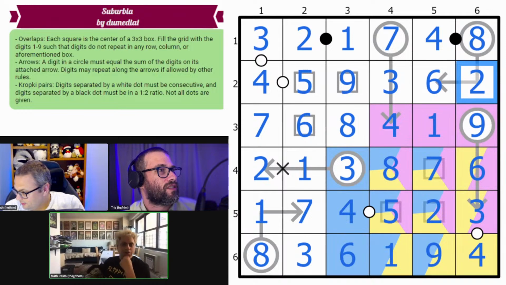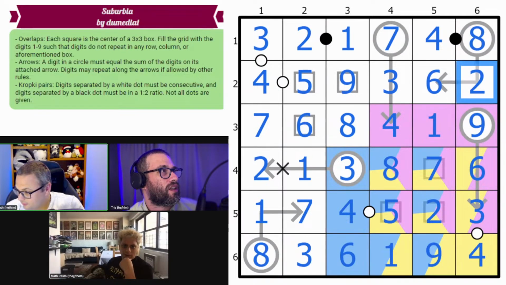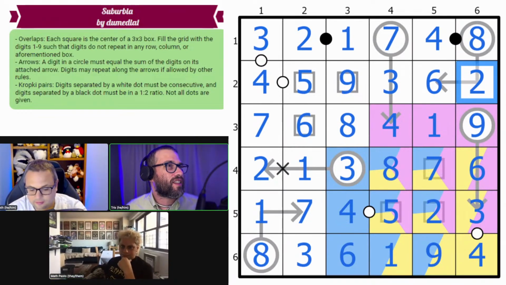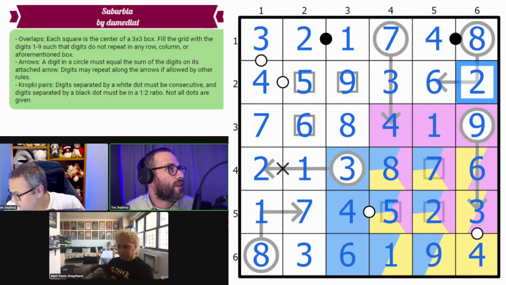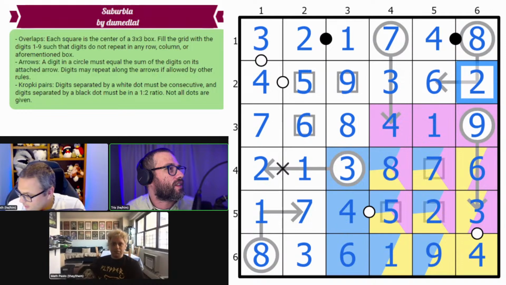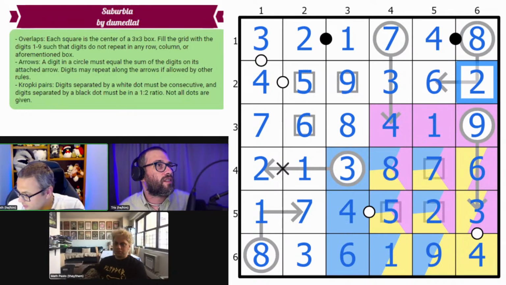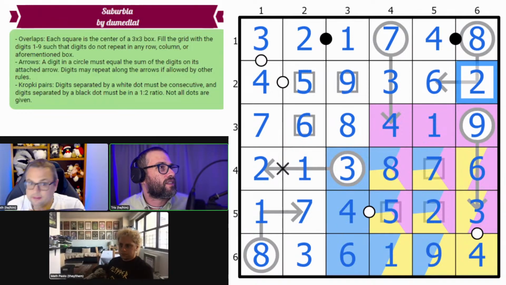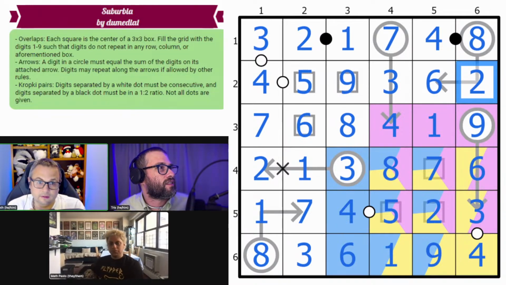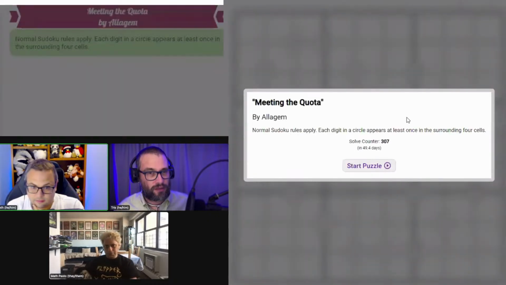I'm fine with either. See, there's a quadruple puzzle in here. We could try the quadruple puzzle. I love me some quads. Okay, in the bucket by Allegem. I mean, it was on the list. Gotcha. Yeah. Go ahead and load it up. Let's see. Okay. Meeting the quota. Indeed. Let's see. So here we go.